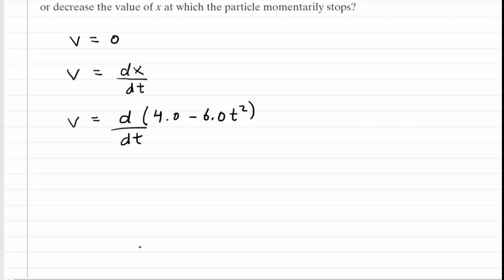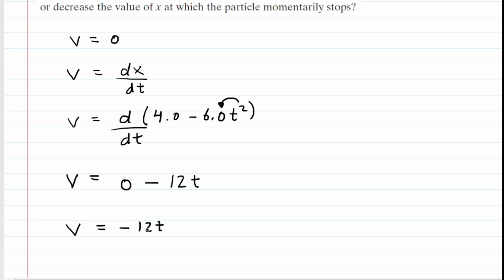Now, perhaps you've taken a calculus course and you know some of the basics of calculating derivatives. The derivative of the constant 4 is 0, so we would have 0. And then we subtract the derivative of the next term. Here you would use a power rule. So you would multiply the power by the coefficient. So 2 multiplied by 6 would give you 12. And then you subtract 1 from the power. So instead of t to the power of 2, you're going to have t to the power of 1. Now, when we simplify this, we can see that the velocity function is going to equal negative 12t.